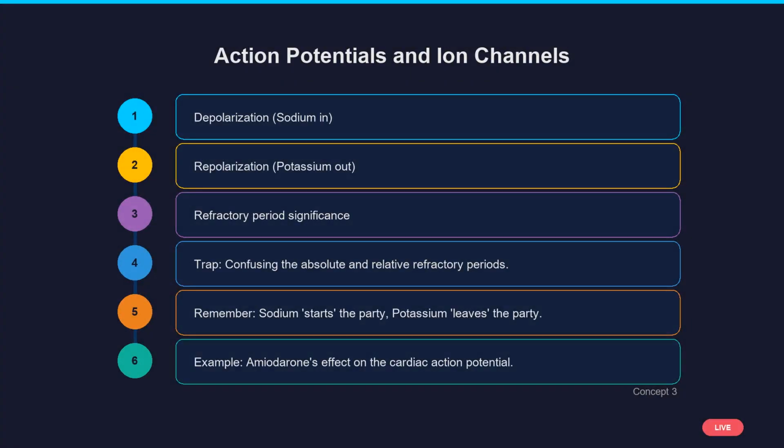Visualize a row of dominoes. To start the fall, you need a specific amount of force. That's your threshold. Once it starts, there's no stopping it until they all fall. But here's the catch. You can't set them back up instantly. That's the refractory period. In the heart, if you mess with the timing of these dominoes, you get an arrhythmia.